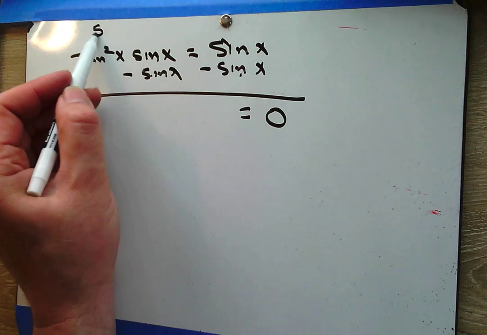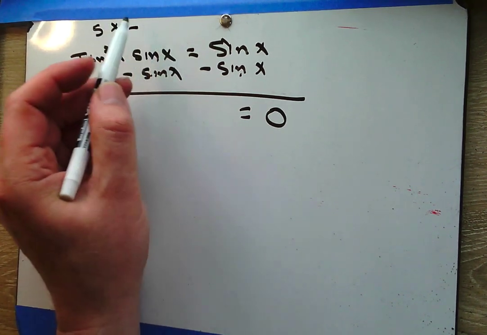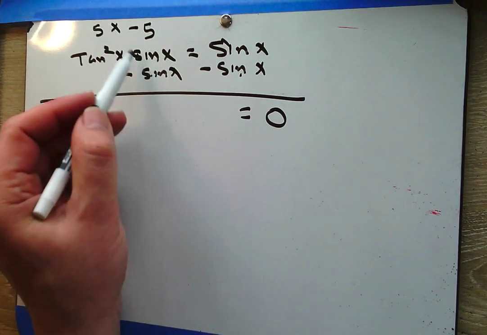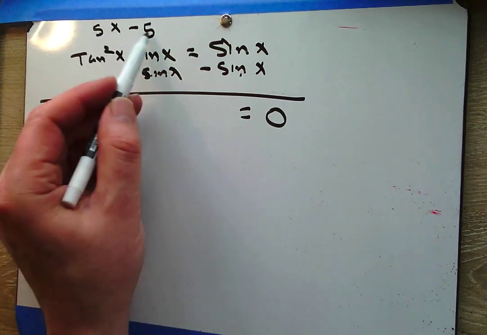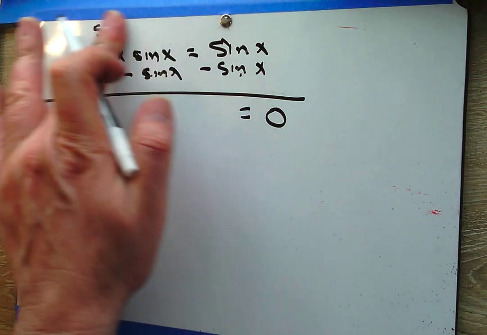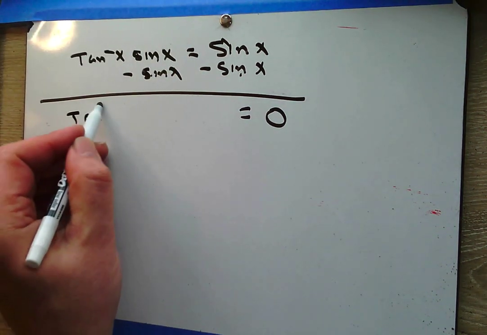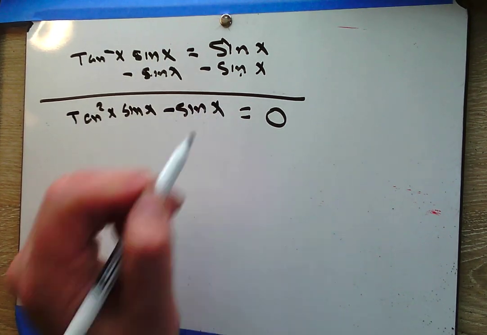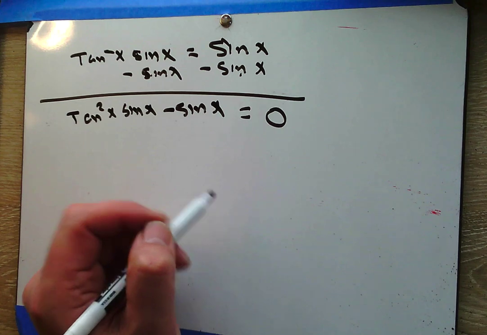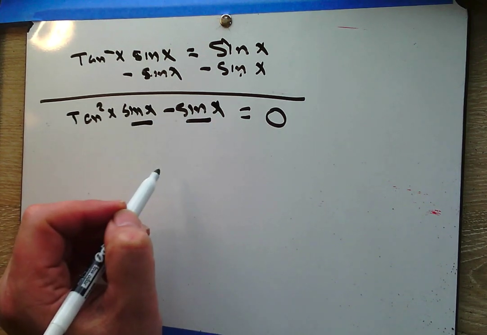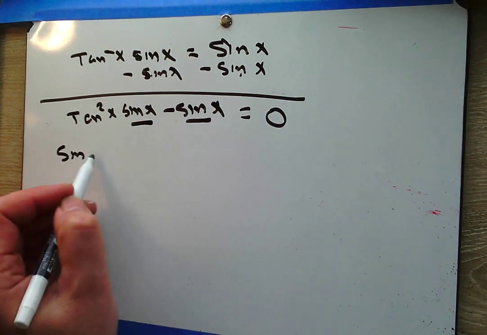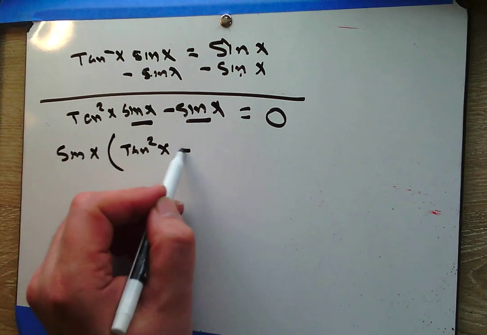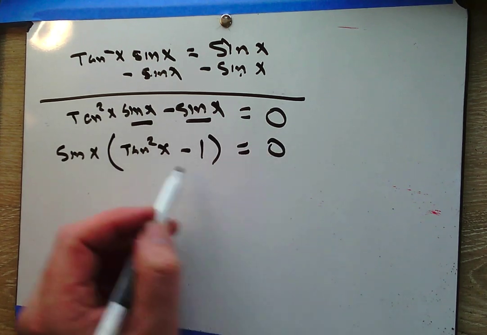It's like subtracting 5x minus 5. Just because they both have a 5 doesn't mean I can subtract them. So I can, though, write tangent squared x sine x minus sine x. And you might be saying, well, Mr. Kupla, what good is that? Well, I noticed that both of these terms have a sine x. And so I can factor out the sine x. Tangent squared x minus 1 is left over.